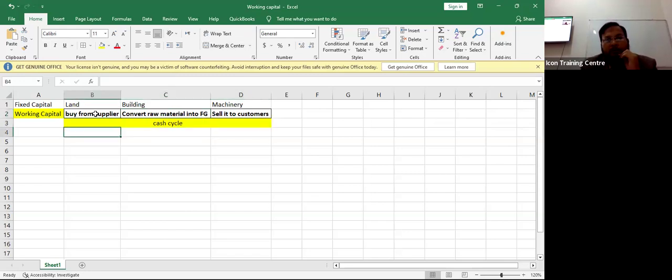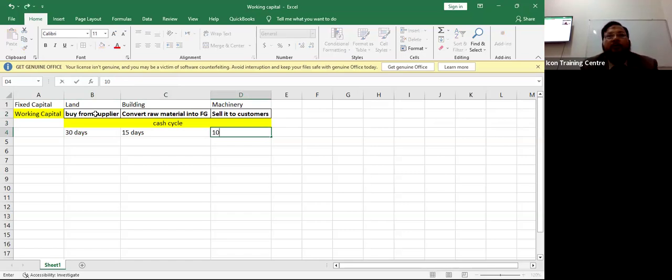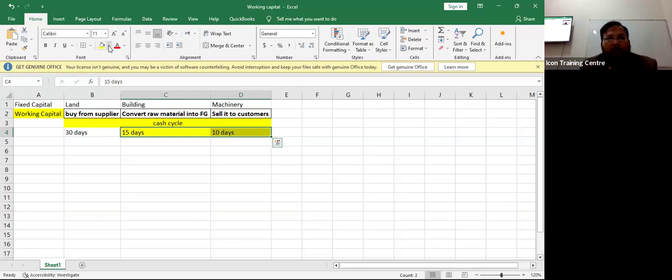Let me give you an example. Let's suppose you buy from suppliers and you deal with them on 30 days, that after 30 days you will pay your suppliers. And it takes you 15 days to convert your raw material into finished goods, and then you sell to the customer. It takes you 10 days to receive your money from your customers. Now it means that converting your inventory from raw material to finished goods and then selling to the customer is 25 days. And after 25 days you're receiving money and paying your suppliers in the 30 days range.